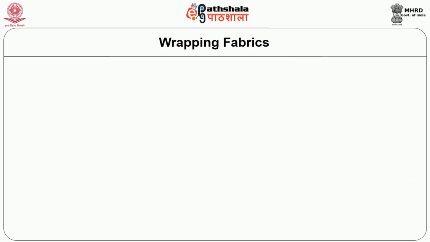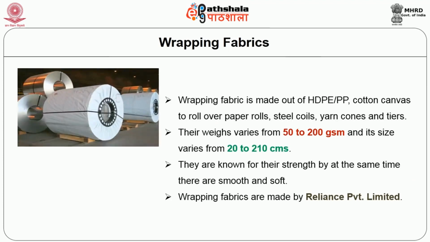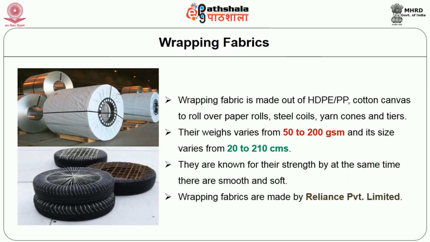The next aspect we will be seeing is wrapping fabrics. Wrapping fabrics are made out of HDPE, PP, cotton canvas to roll over paper rolls, steel coils, yarn cones and tires. Their weight varies from 50 to 200 GSM and size varies from 20 to 210 centimeters. They are known for their strength, at the same time their smoothness and softness. Wrapping fabrics are manufactured by Reliance Private Limited.